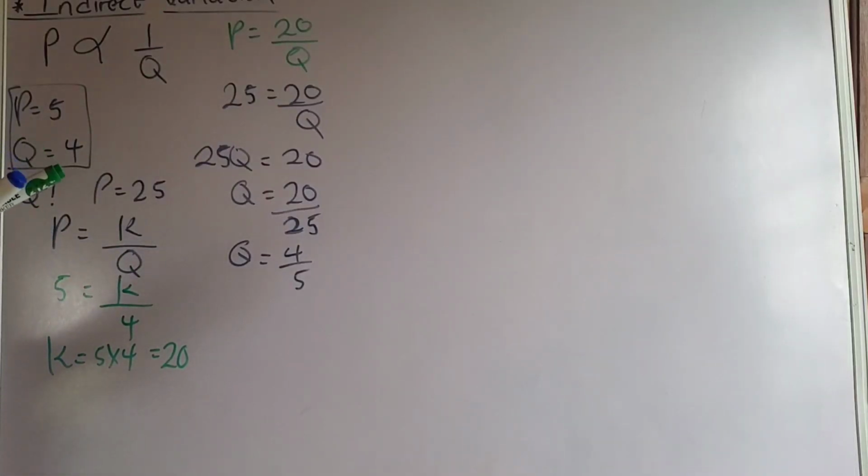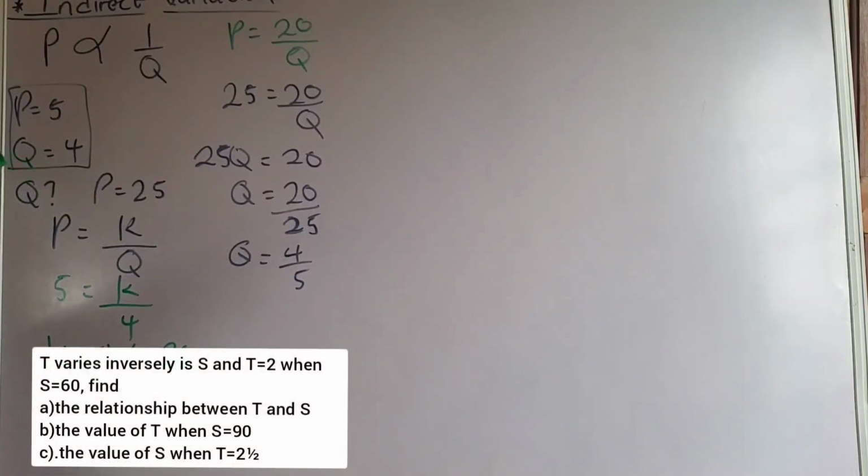T varies inversely as S, and T is 2 when S is 60. Find A, the relationship between T and S. B, the value of T when S is 90. C, the value of S when T is 2.5. Okay, let's solve that question.